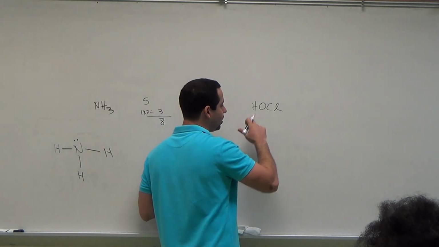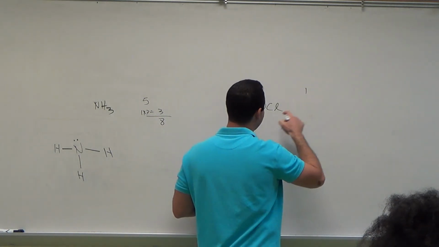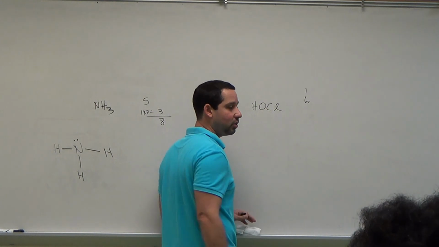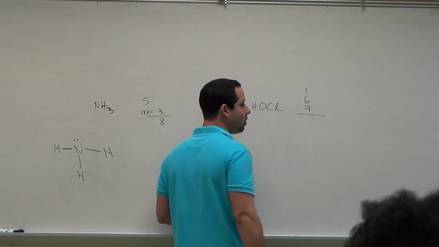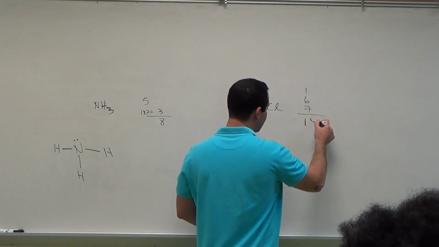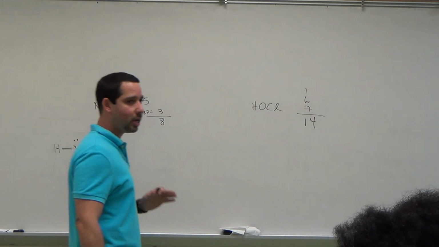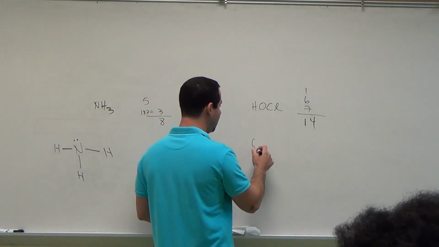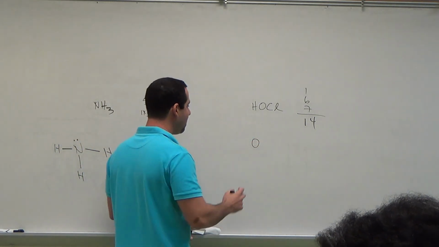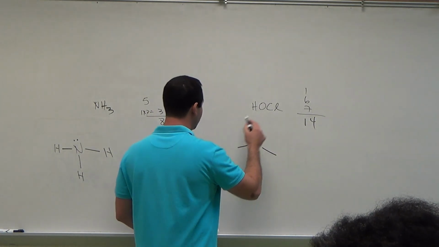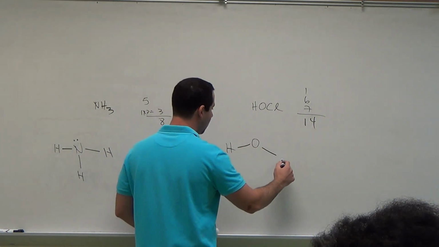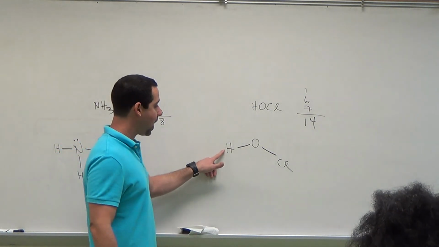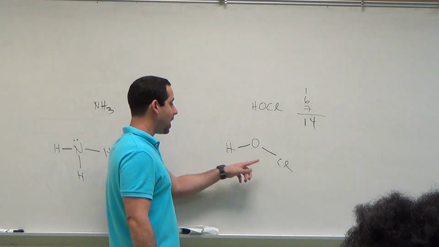How many valence electrons for hydrogen? 1. How many valence electrons for oxygen? 6. How many valence electrons for chlorine? 7. If you add all this up, what does it give you? 14. Which one makes more bonds here? Oxygen makes more bonds, so oxygen will be the central atom. I am going to place single bonds to the other 2 elements, hydrogen on one side, chlorine on the other side. I'm going to complete the octet for the ones outside. Hydrogen is already complete. Now I go to chlorine.